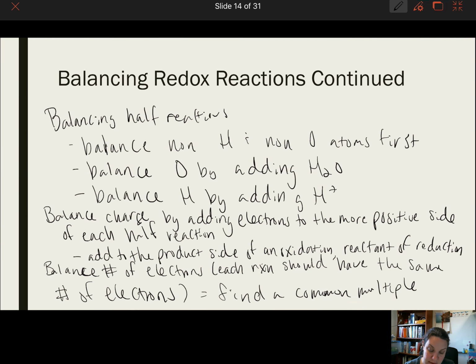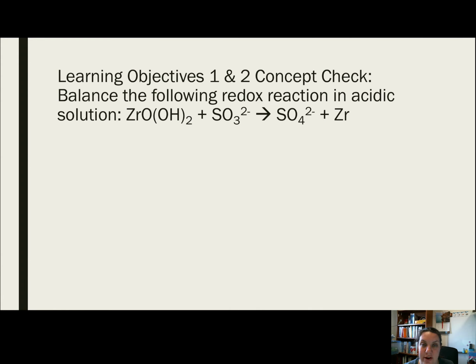So let us try out an example. So we've got the following redox reaction, and we want to balance it in acidic solution. So the first thing we need to do is assign oxidation states. It's not necessary, but it does help out. So oxidation states here on our reactant side versus our product side.